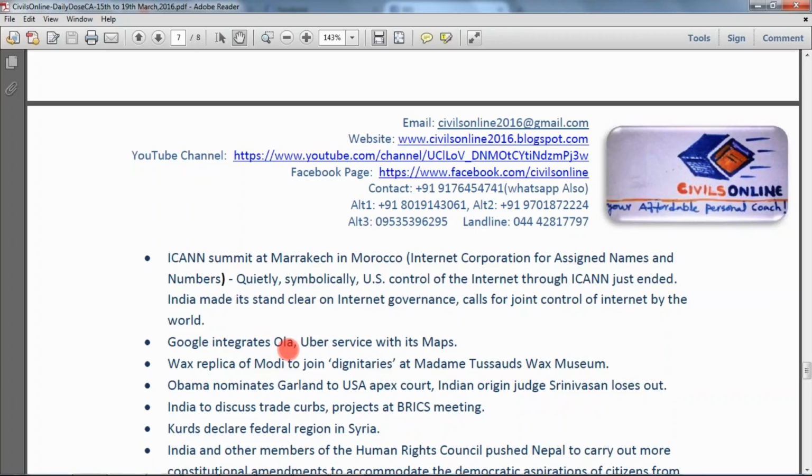Google integrates Ola and Uber service with its maps, and a wax replica of Modi to join other dignitaries at Madame Tussauds Wax Museum. Obama nominates Garland to the USA Apex Court while Indian origin judge Srinivasan loses out. India to discuss trade curbs and projects at BRICS meeting. Kurds declare federal region in Syria.